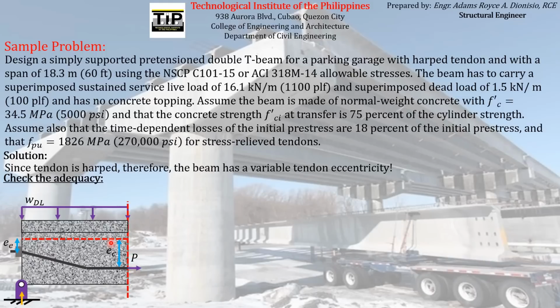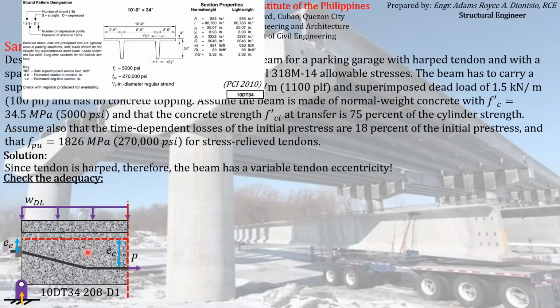So therefore, we just have to check its adequacy at service load condition, wherein the loads acting on the concrete element are now due to the dead load, superimposed dead load, and live load. So this is the design that we have computed a while ago. We have seen that 10DT34 with strand pattern 28-D1 is sufficient to resist the given demands on the problem.